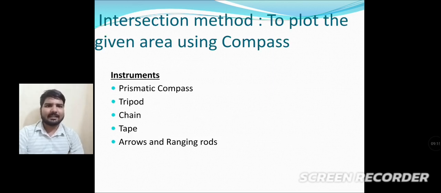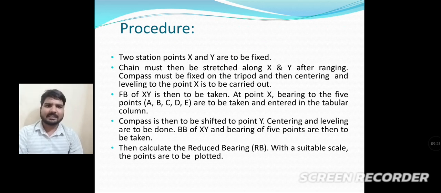Intersection method. To plot the given area using a compass. Instrumentation: prismatic compass, slide, signs, tape, arrows and ranging rods. Procedure. Two stations, points X and Y, are to be fixed. Signs must then be placed along X and Y.